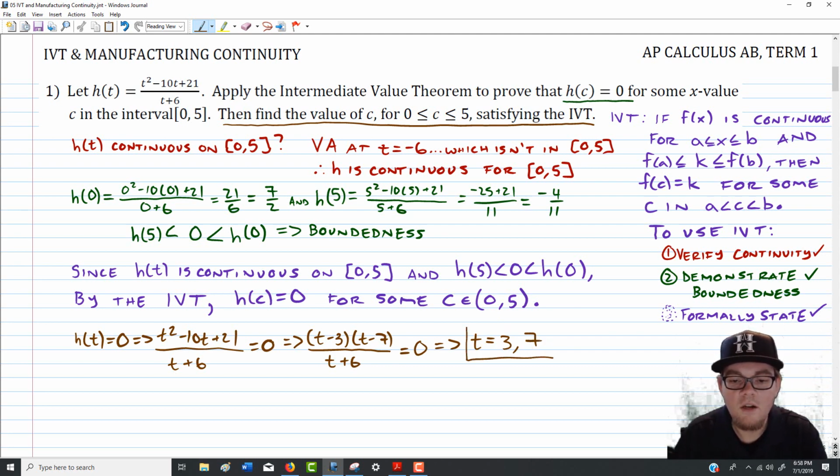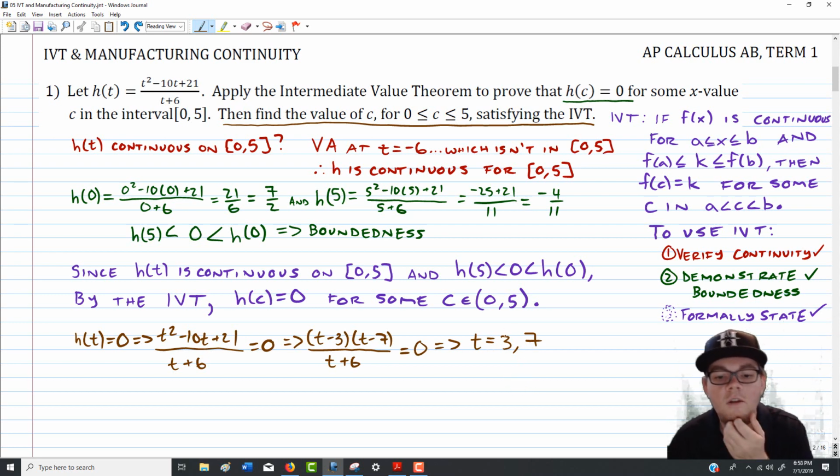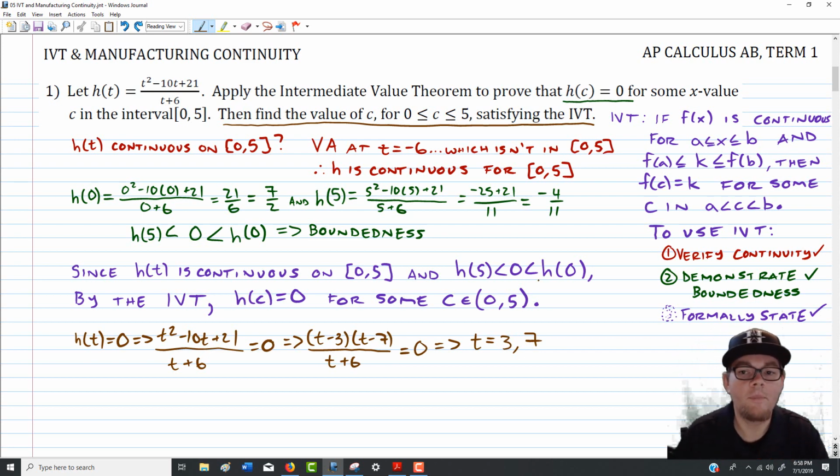I know you're tempted to start writing things out there, but no, don't do that. We can't say that both those values are guaranteed by the intermediate value theorem. Both 3 and 7 do not satisfy the intermediate value theorem. Why? We were interested in the interval from 0 to 5.